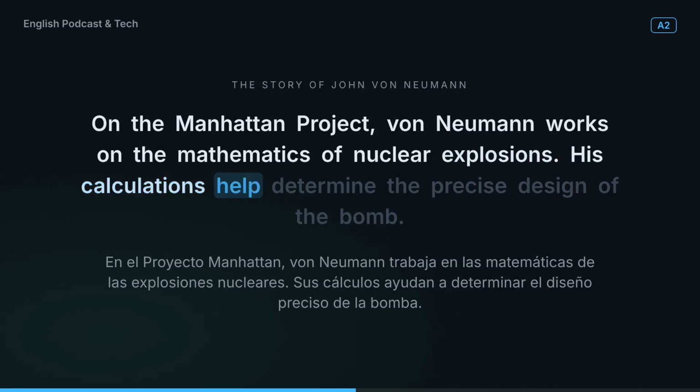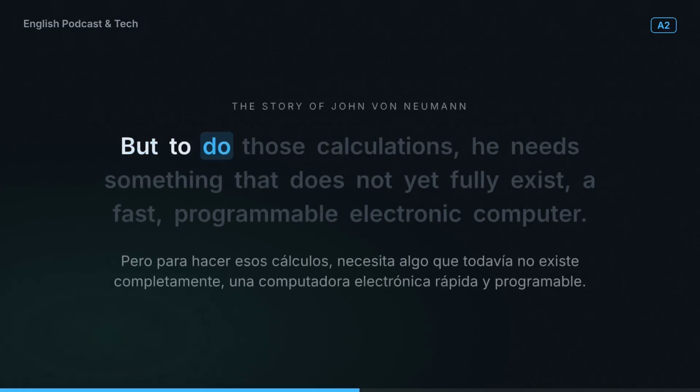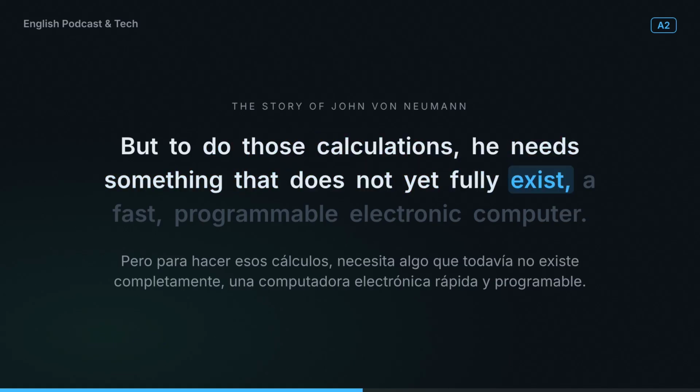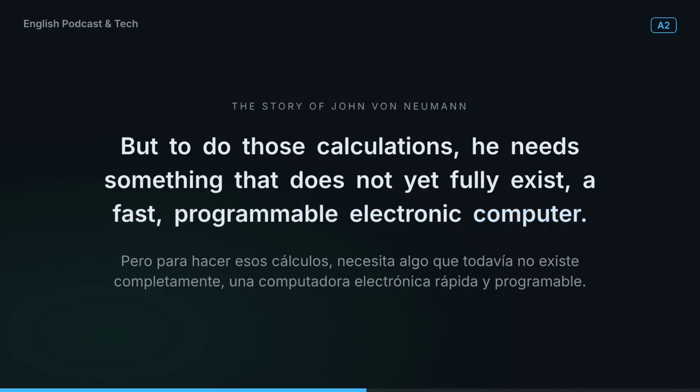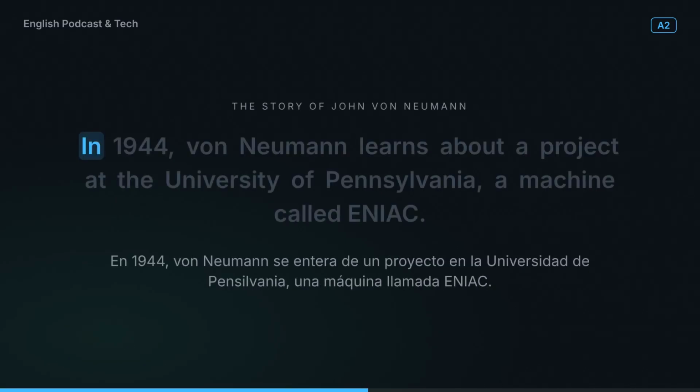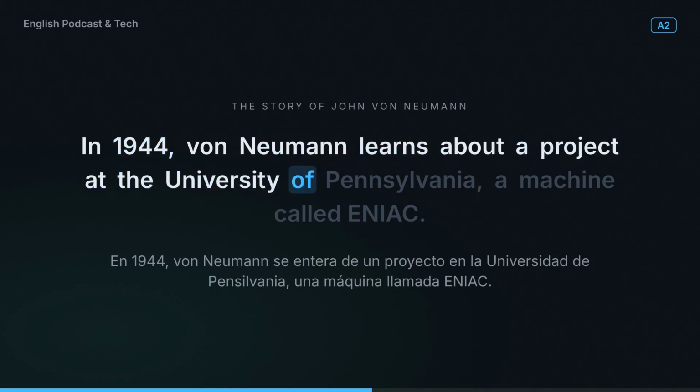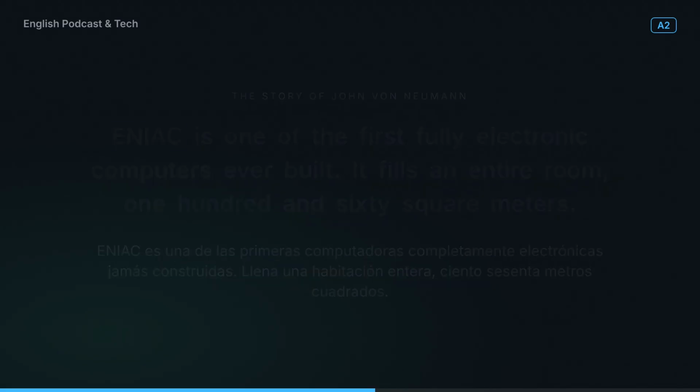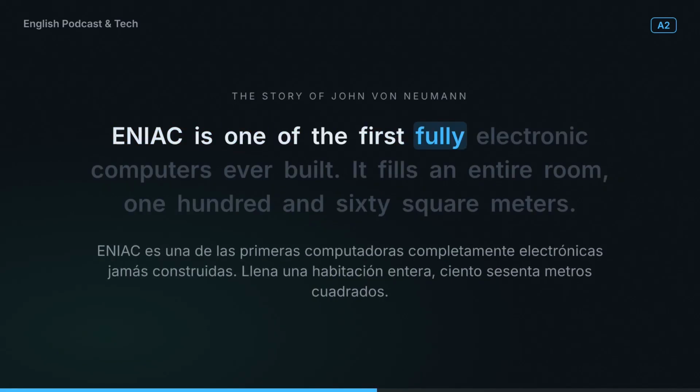His calculations help determine the precise design of the bomb. But to do those calculations, he needs something that does not yet fully exist: a fast, programmable electronic computer. In 1944, von Neumann learns about a project at the University of Pennsylvania, a machine called ENIAC. ENIAC is one of the first fully electronic computers ever built.